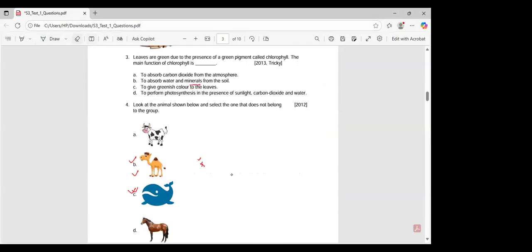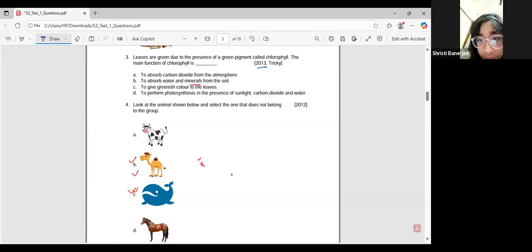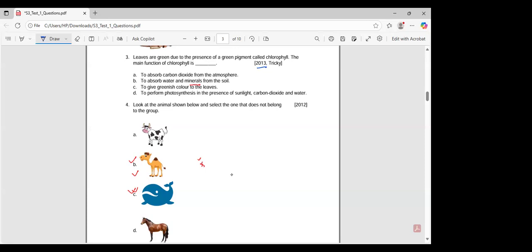Now coming to the next question. It states: leaves are green due to the presence of a green pigment called chlorophyll. This question came in the 2013 paper. The main function of chlorophyll is, now see, this topic is basically from a process known as photosynthesis.